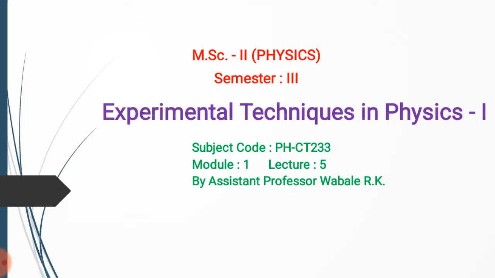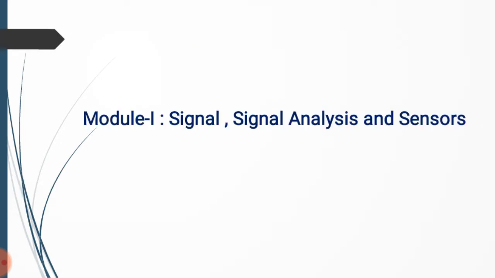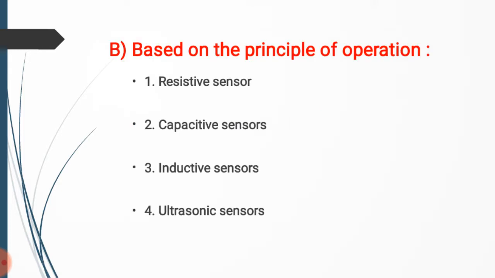Depending on that, there are two types, that is the active sensors and passive sensors, and we also discussed some examples of both types. Now we have also started the second type of classification, which is based on the principle of operation, and in that there are four types: the resistive sensor, capacitive sensors, inductive sensors, and ultrasonic sensors. Now we will see the four types in brief, not in detail. So let's start with that.